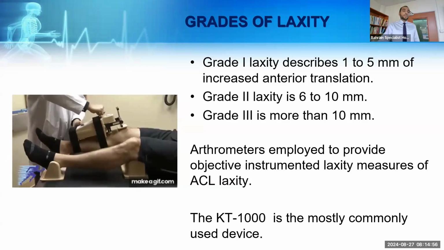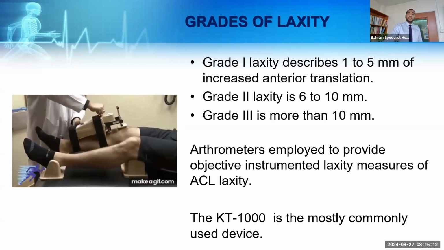Grades of laxity. This can be measured by using an instrument called a KT1000. So grade 1 laxity is between 1 to 5 millimeters of anterior translation. Grade 2 is between 6 to 10 millimeters, and grade 3 is more than 10 millimeters of translation of the tibia.